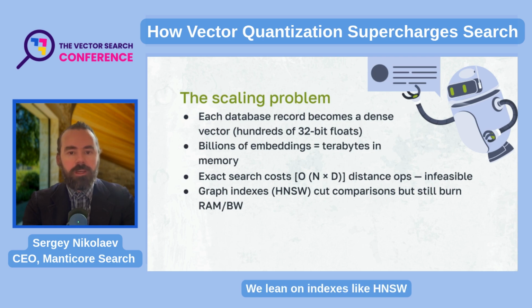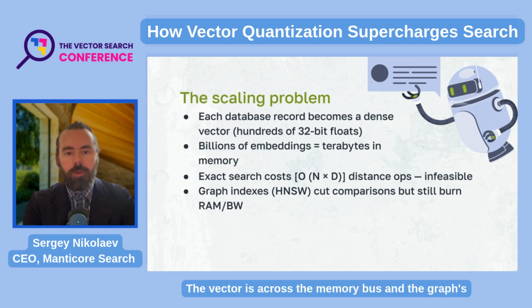We lean on indexes like HNSW to skip most of those comparisons. The graph usually needs only a few hundred distance checks, yet every hop still pulls full-size vectors across the memory bus, and the graph's own links add more bytes. At billion scale, the random memory access slows things down and increases hardware costs. So the first bottleneck isn't clever algorithms, it's data size. Making the vectors smaller is the key to improving everything else.